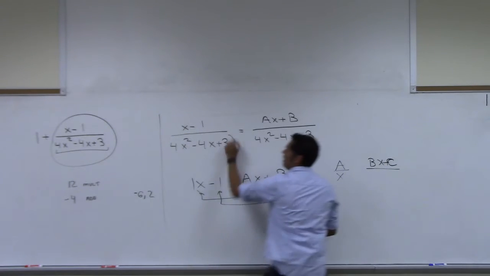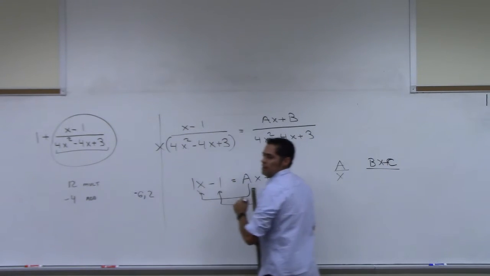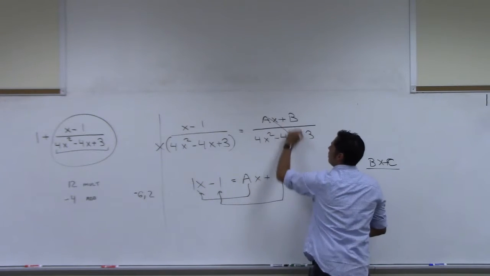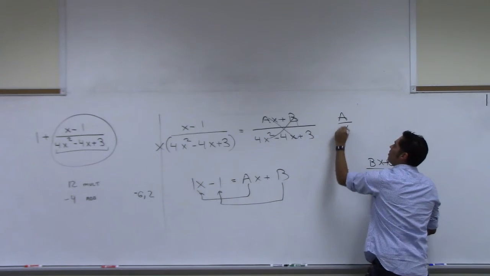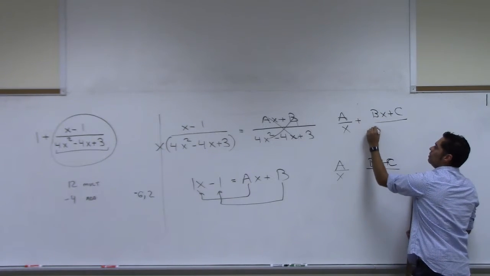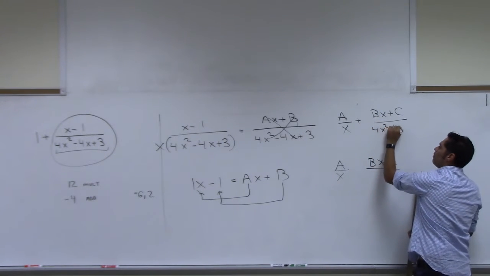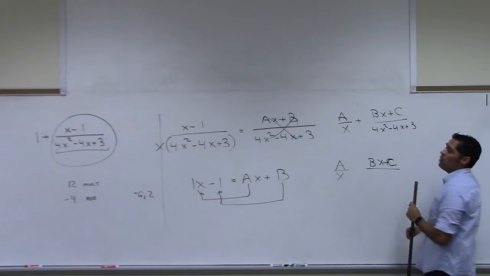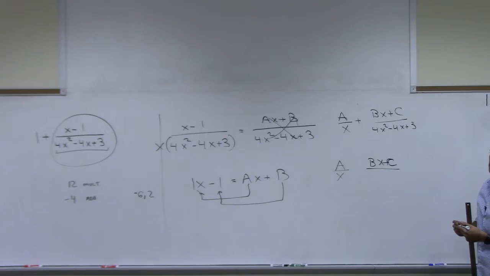Now, had there been an x out here, then I would have probably done a over x first, then bx plus c over 4x squared minus 4x plus 3. And then we would have had to do partial fractions here. We would have had to go through the work.